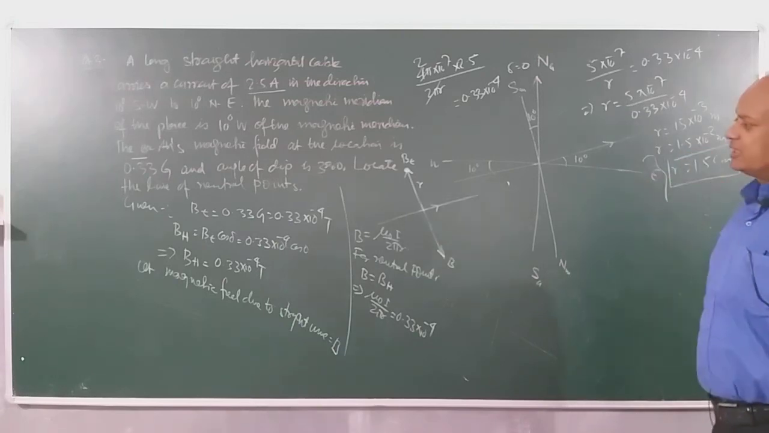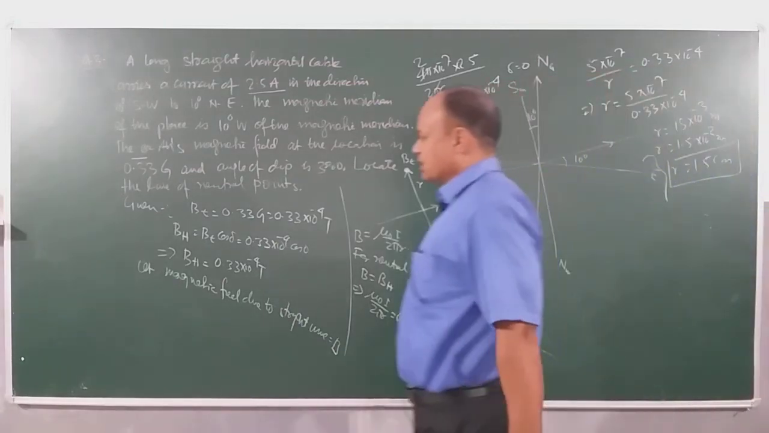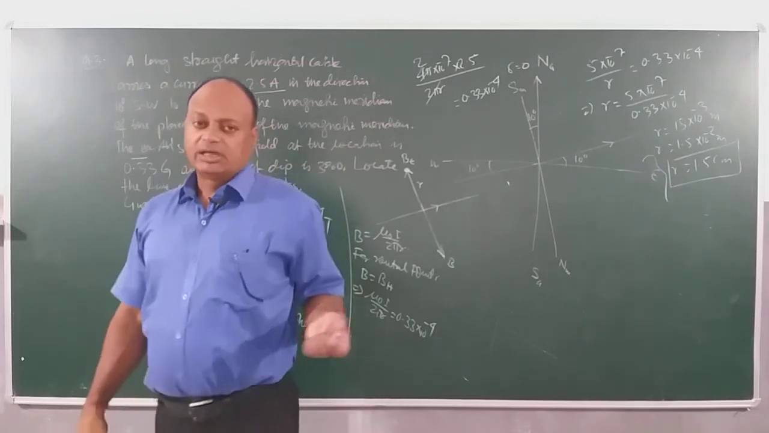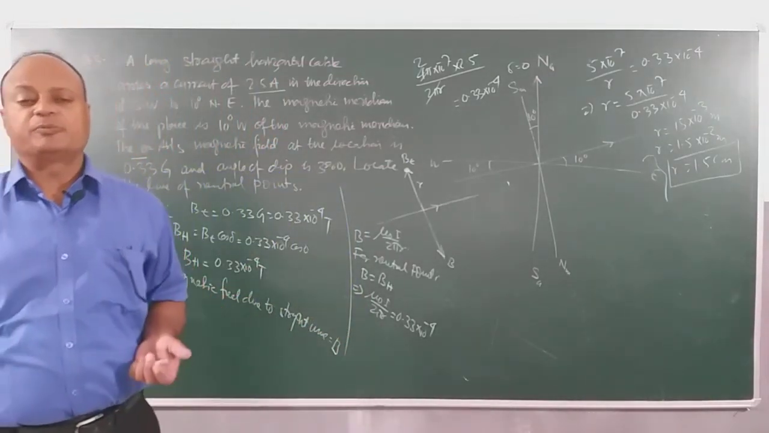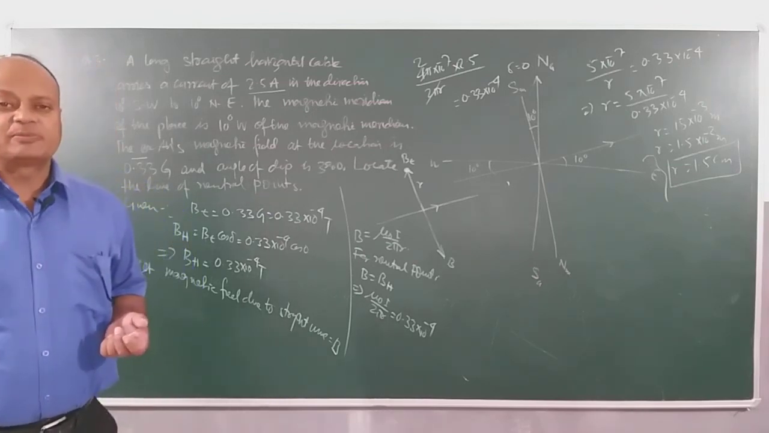So this is a very simple problem, and we used the concept of neutral points: for neutral points to occur, the magnetic field due to a magnet or a current carrying wire will be equal and opposite to the horizontal component of Earth's magnetic field. Okay.